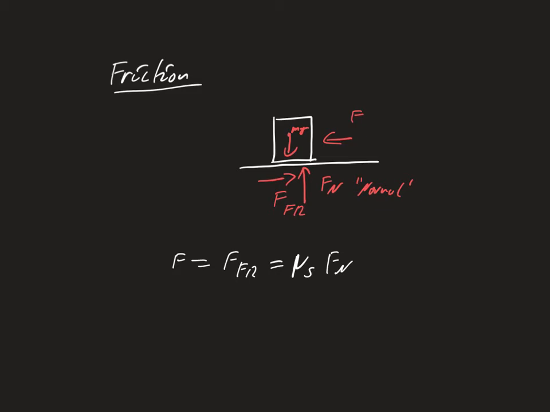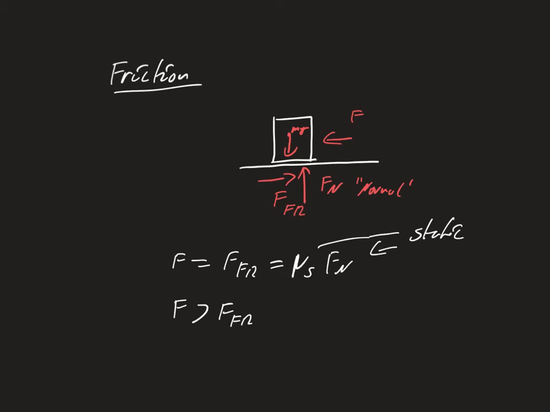Okay, so this here is valid for the static case. This is why we're using the mu static. But what happens, or what do we need to do if we actually want to move the box? In that case, the force that we apply, our F, actually has to be larger than Fr. Otherwise, the box would still be stationary.